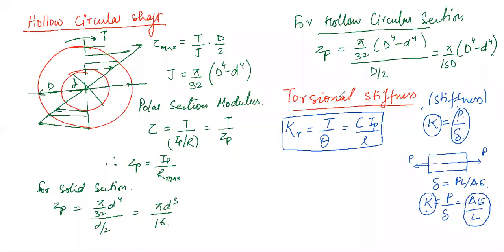So we have defined torsional stiffness and stiffness, correct? In torsional stiffness, the value Kt is defined as T upon theta, which is also written as C Ip upon L. And similarly, in uniaxial loading, stiffness is defined as load upon deformation, which can also be written as Kt by L.